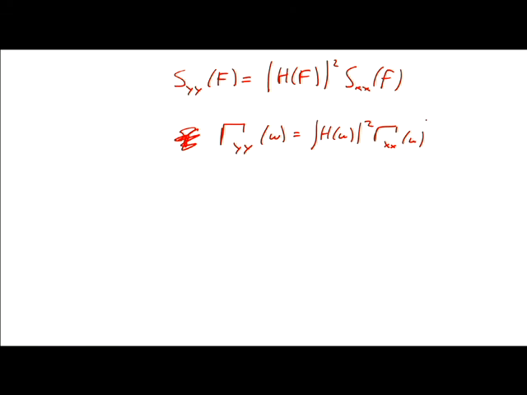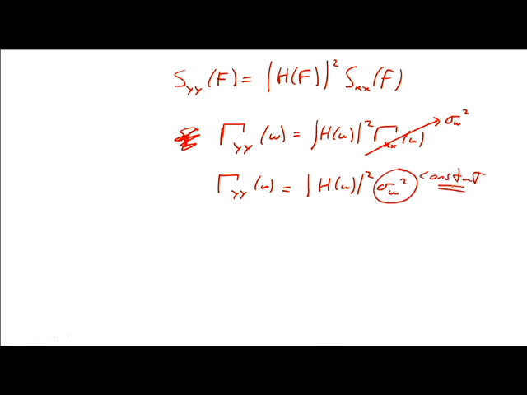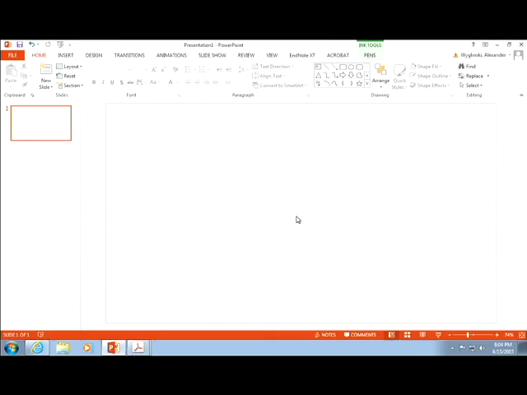We know if the input is white, it's going to be equal to sigma_w squared. So now what we've got is our relationship, our output, is really going to be dominated by the shape of the magnitude squared of H, the transfer function, because this guy here is a constant, right? What's kind of interesting is, let's say if we keep it in the z domain.